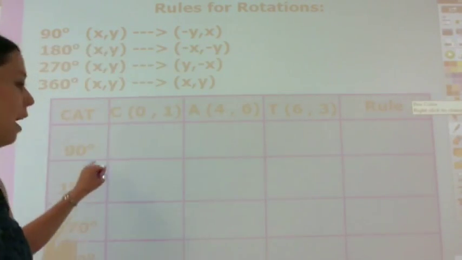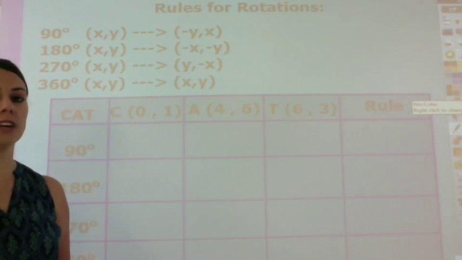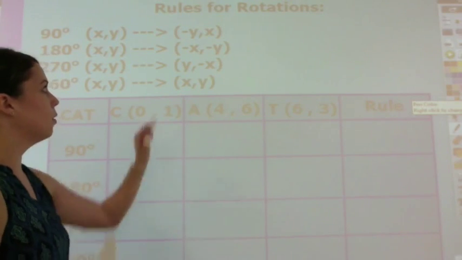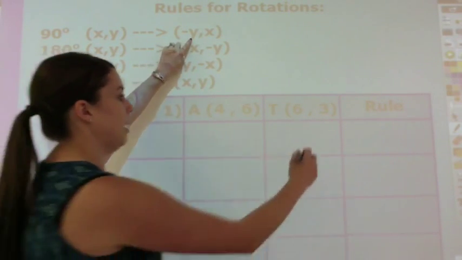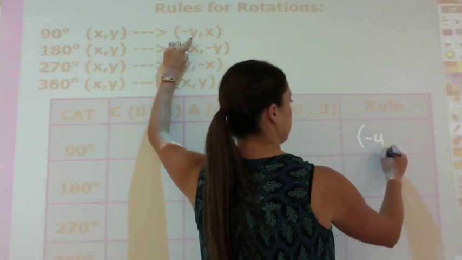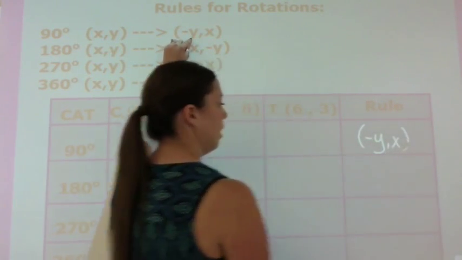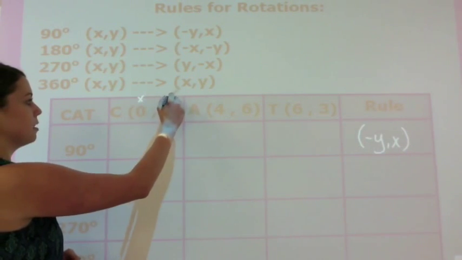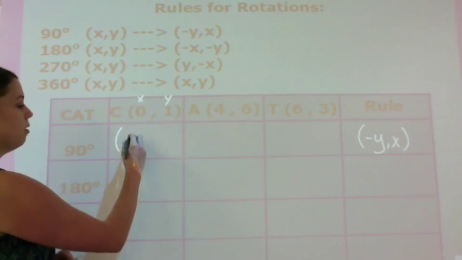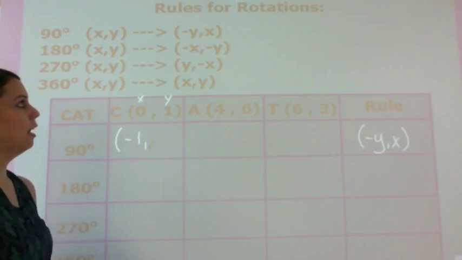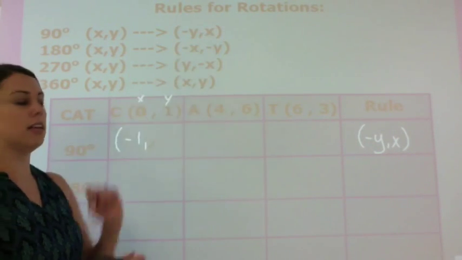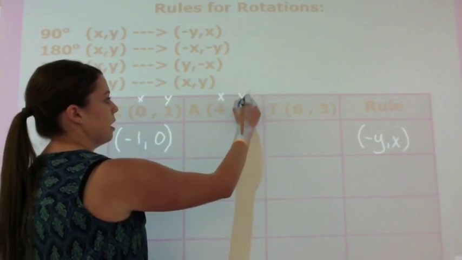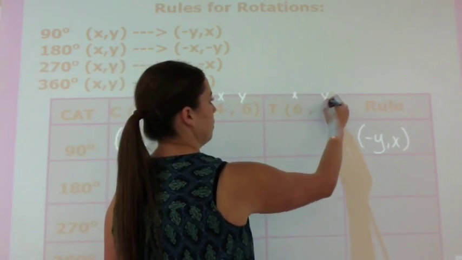So let's look at this triangle CAT. C is located at 0, 1. So if I use my rule, negative y, x, and I'm going to write the rule down, I'm going to take the opposite of y. So if I label these as x, y, the opposite of y is going to be negative 1, and then x stays the same, so x is going to be 0. Again, label your points x, y, it helps.